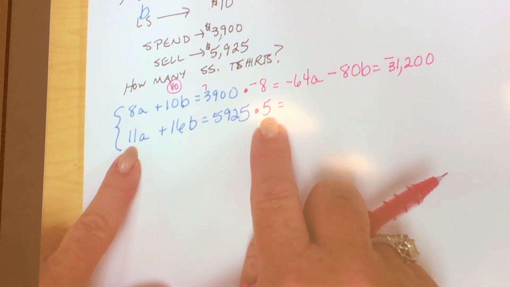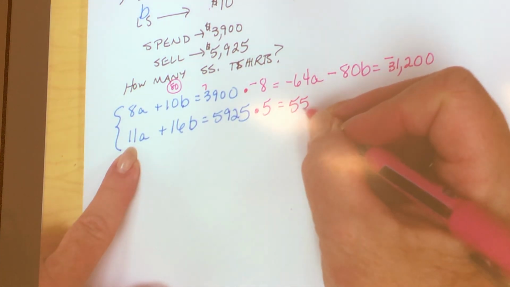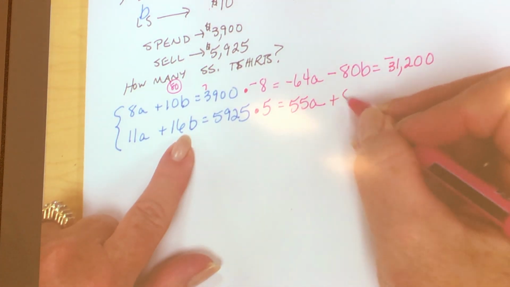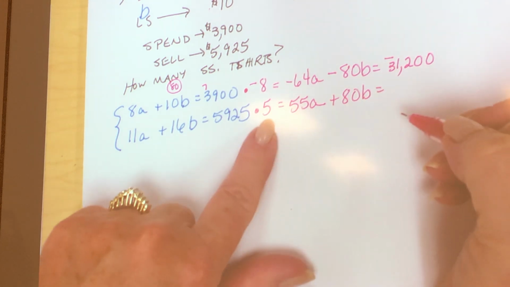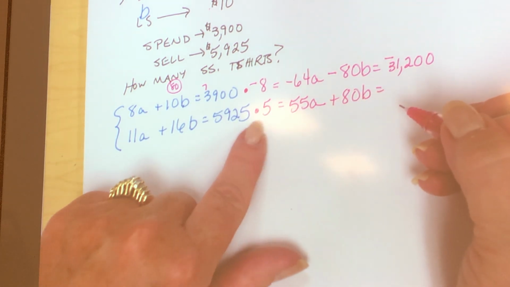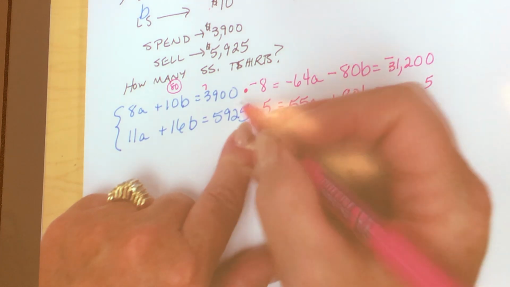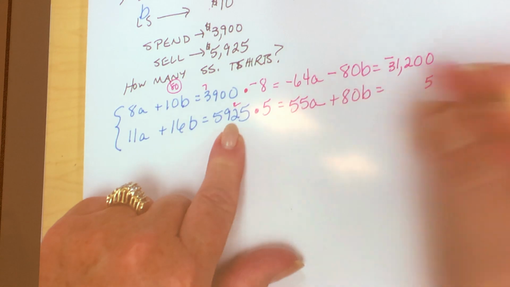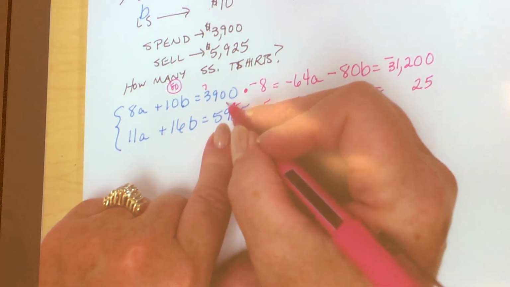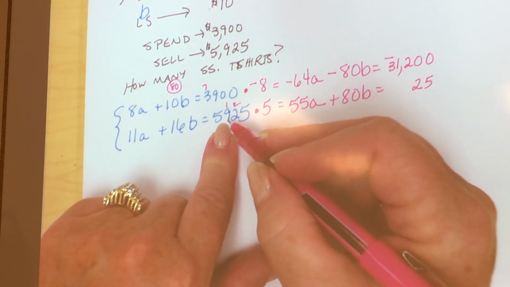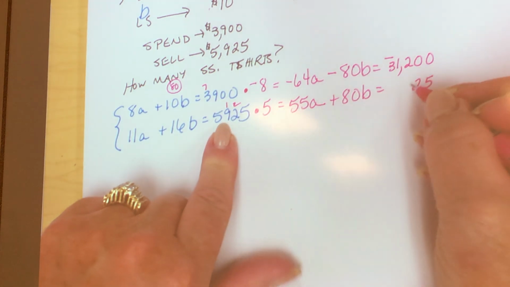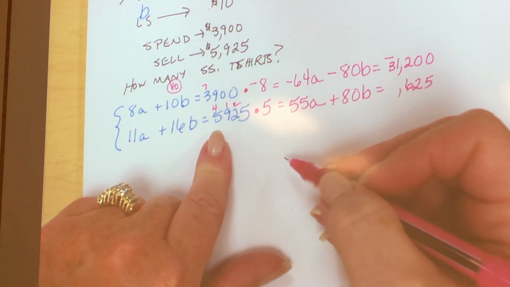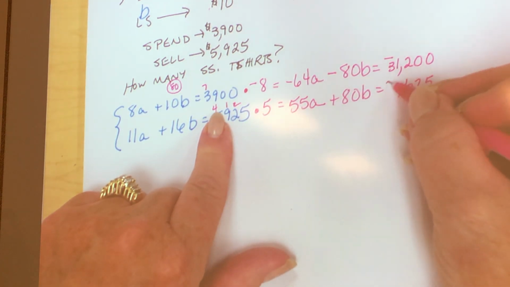What's 5 times 11a? 55a. What's 5 times 16? Positive 80b. Watch, I'm going to do the same thing I just did. What's 5 times 5? Carry your 2. What's 5 times 2? 10 plus 2 is 12. So write down a 2 and carry your 1. What's 5 times 9? 45 and 1 make 46. So write down a 6 and carry your 4. What's 5 times 5? 25 and 4 make 29.